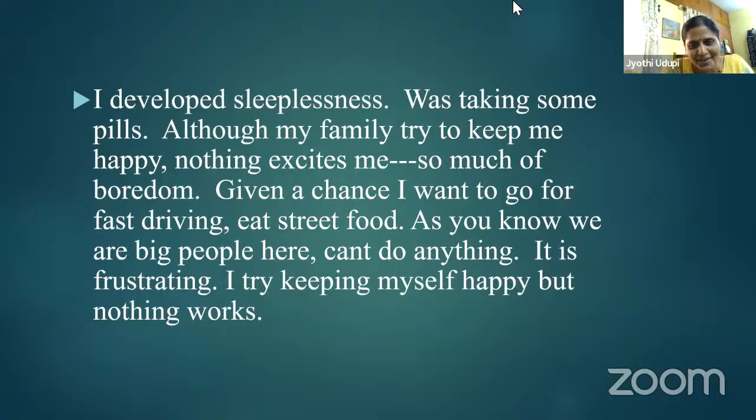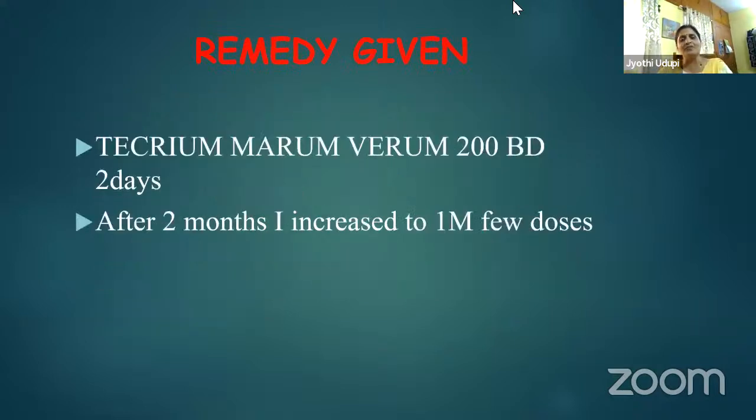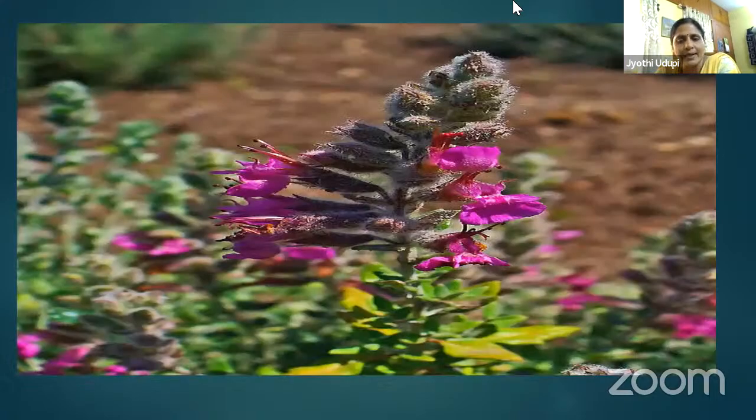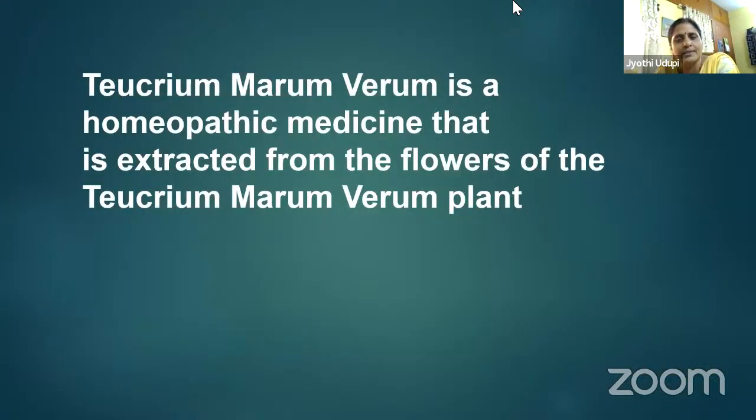Sorry, I will tell you what remedy I have given. If I didn't know all these methods, the sensation method, it would have been very, very difficult to think about this remedy. I gave her Ocimum sanctum, BD for 2 days. After 2 months, I had to increase the potency. Within 6 months, she conceived and delivered a baby girl. So this was possible. This is a plant and flower, and this medicine is prepared from the flower.